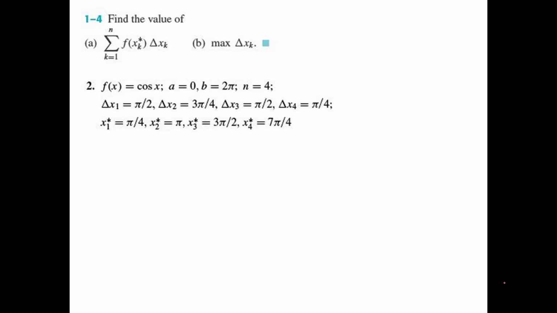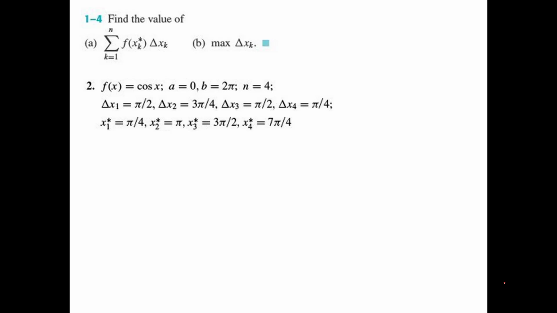And so here, we're just getting comfortable with that. It's the same thing. We're approximating the area under the curve. You can look at it that way. And the only thing we're doing different here is all the intervals aren't of equal length. Okay, so this says find the value of the summation from k equals 1 to n of f of x sub k star times delta x sub k, where your function is the cosine of x, a is equal to 0, b is equal to 2 pi, and n is equal to 4.